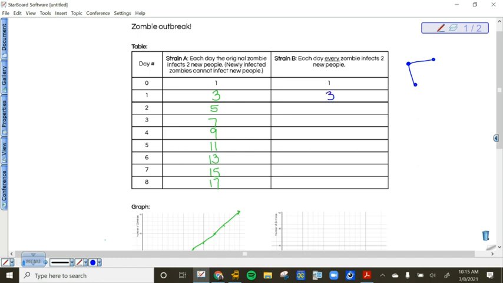3. Okay, so we're at the same level after the first day. But then at the second day, each zombie infects 2 more. So from each dot, we expand out and we infect 2 more. So now how many are there going to be? Yeah, there's going to be 3, 6, 9. Okay, and then after the 3rd day, again, we can keep drawing if we want. Infect 2 more on each one.